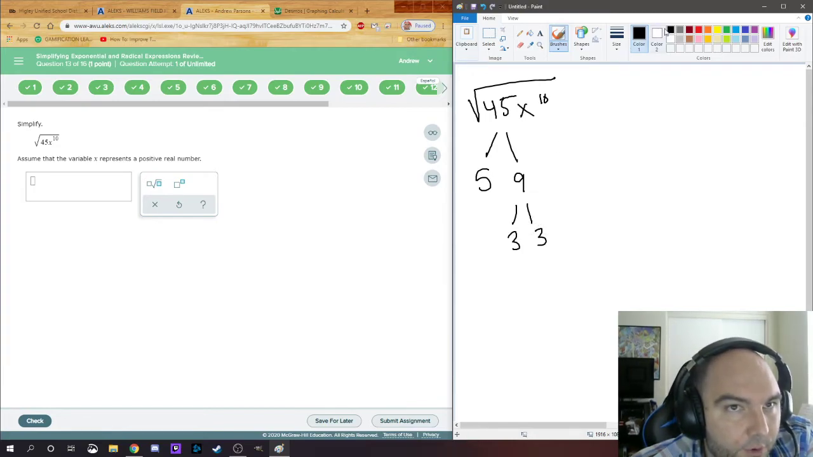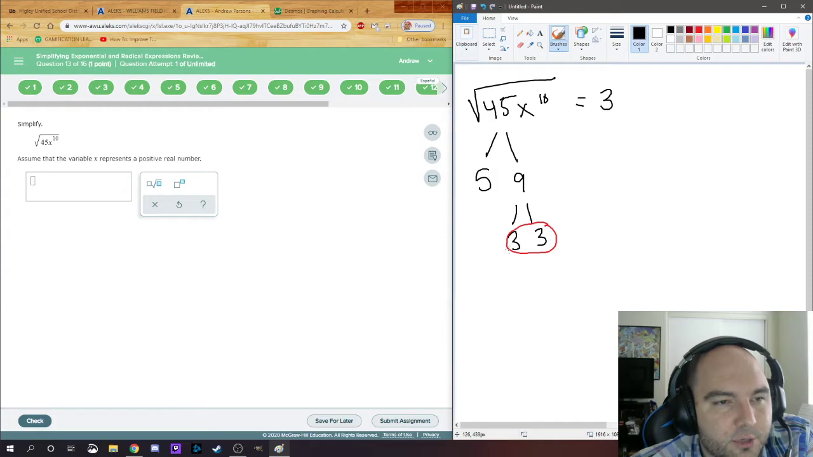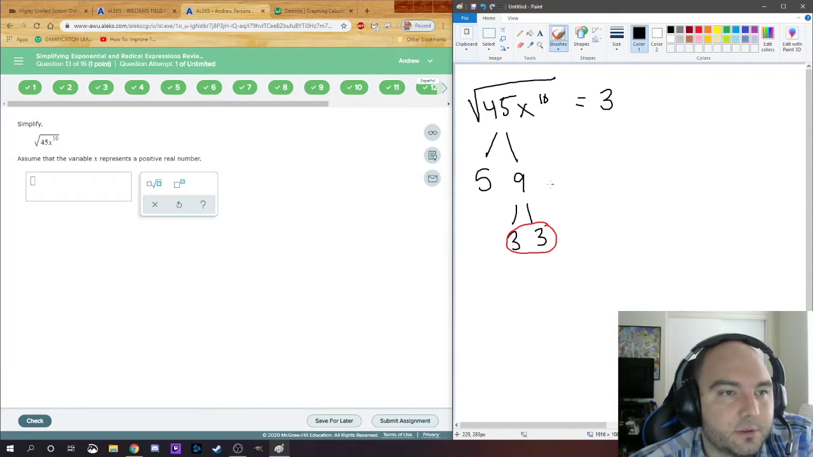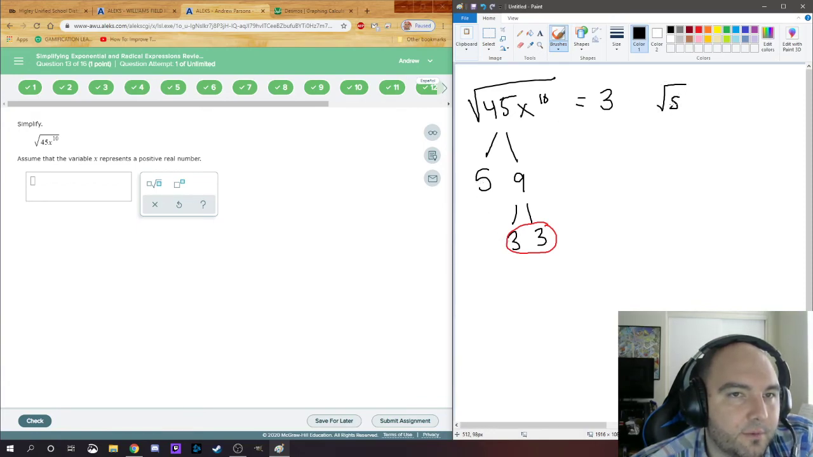Now, what you're looking for is a pair. There's a pair of 3s right here. So when I write my answer, I'm going to write 3 not inside a root. The reason why we don't write it in the root is because 3 times 3 is 9, which is still technically in the root, and the square root of 9 is 3, which is now out of the root because we were taking the root of it. The 5 is not paired up, so it'll stay inside of a root.